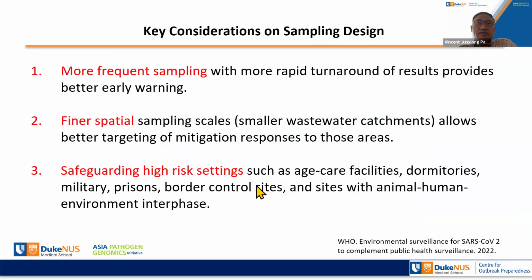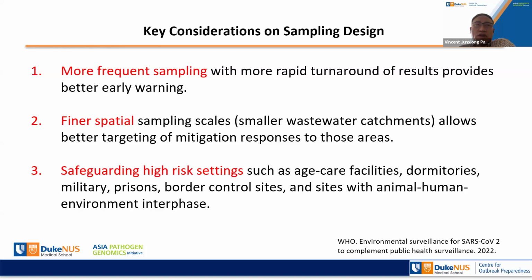So there are some other key considerations for sampling design. There are recommendations from WHO. If resources allow, we should collect samples more frequently so that we have a more rapid turnaround of results, providing better early warning signals. If possible, we should also move to finer spatial sampling scales so that we are able to identify more targeted at-risk populations for more targeted public health actions, to be promptly executed to minimize the risk of transmission.